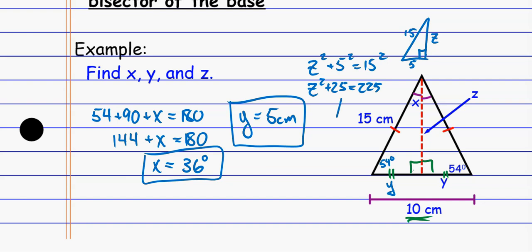Bring it down here. z squared equals 200, and then I take the square root. If we're leaving this in exact terms, that would be 10 root 2. And again, that's centimeters, all right? It really depends on the question. If it asks for the exact answer, this is how you would leave it when you take the square root of each side. If it asked for this as a decimal, well, then you plug it into your calculator.